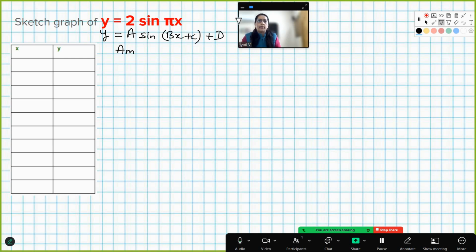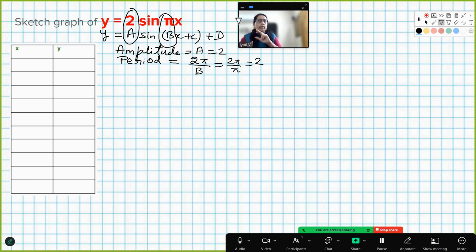On comparing, we will understand that the amplitude of the graph is this one. You're just comparing and taking that. So a is 2. So the height of the graph above and below the horizontal line will be up to 2 units. Period of the graph is calculated as 2 pi divided by b. And when we compare, b is the x coefficient, that is pi. So 2 pi divided by pi, which is 2. So within 0 to 2, one cycle of this graph is going to complete.